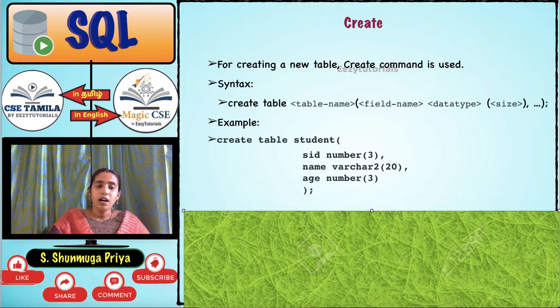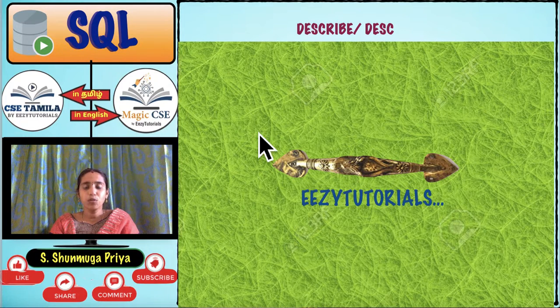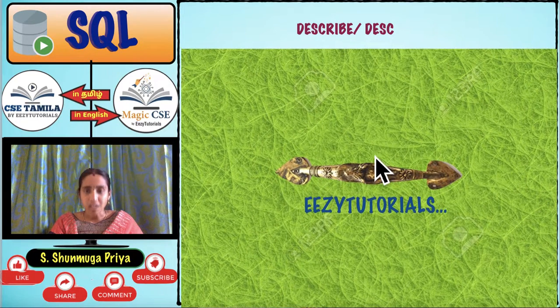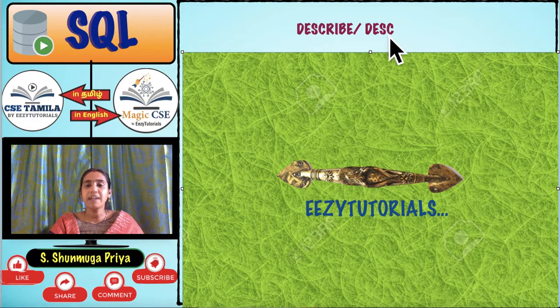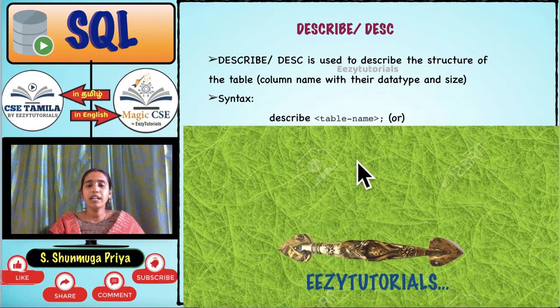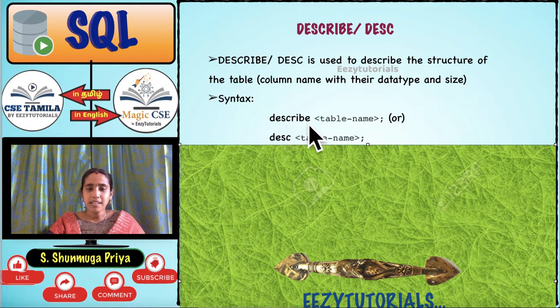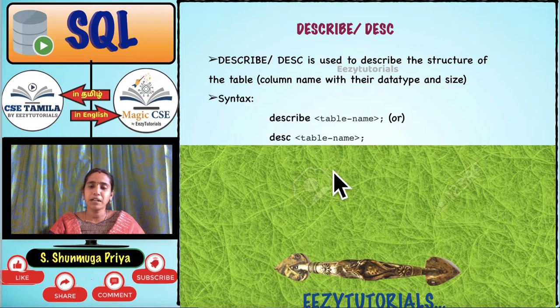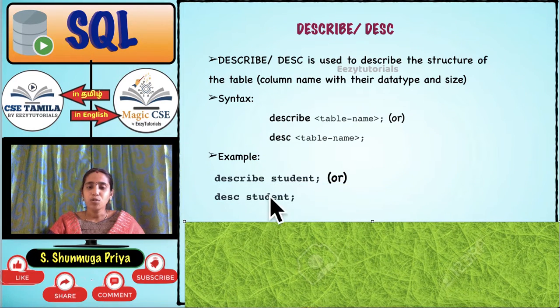Now if you want to see how the table is looking like, so you want to know the structure of the table, you have to use the command describe. So describe or DSC, both are one and the same. You can use any syntax. It will give you the table structure. So the syntax is describe space table name. Otherwise DSC space table name. Both will give you the same answer. So our table name is student, means describe student. If you are giving that, we'll be getting the details.